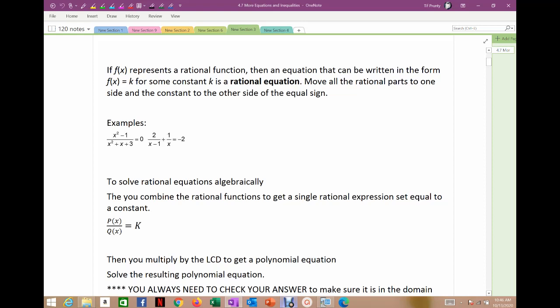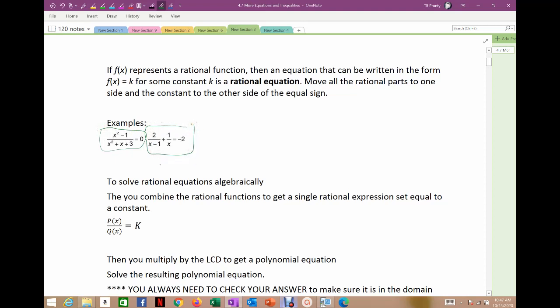Alright, rational equations. These are whenever we have a function that involves a rational expression and an equal sign. Rational equations can always be written as, and this is what we'll usually do, some polynomial divided by another polynomial set equal to some constant. So we've got a couple of examples here. There are actually two separate examples that got smushed together.